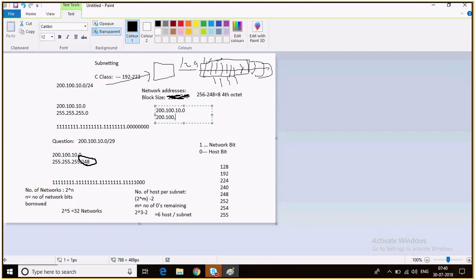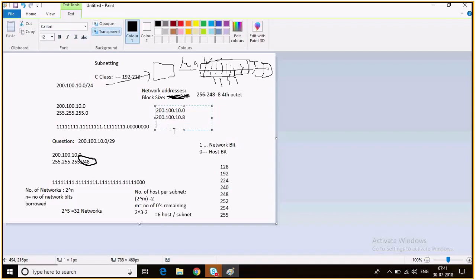200.100.10.0, next we move to 200.100.10. I'll add 8 to the last octet, so I'll get 200.100.10.8. Now when I'm using /29, I'm solving this question. For /29, 200.100.10.0 is a network address, and when I add 8 to it, I get another network address.